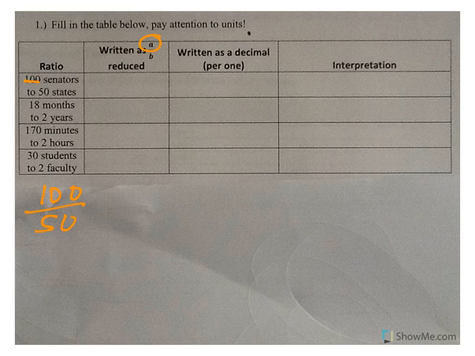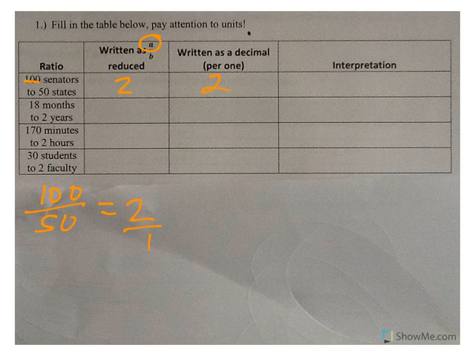Now, it does say reduced. So 100 over 50 reduces to 2. So that reduced is just 2. And as a fraction, it's 2 over 1. So if I think about writing that as a decimal, it's still just going to be 2 because it comes out nicely in this particular problem.